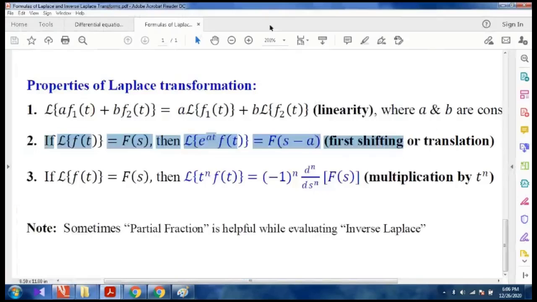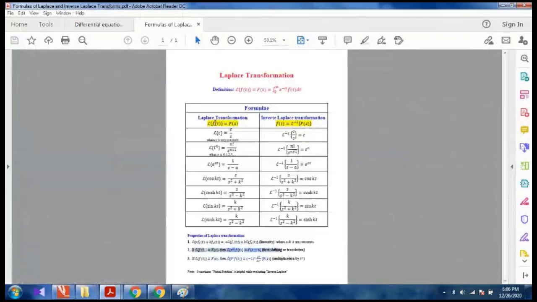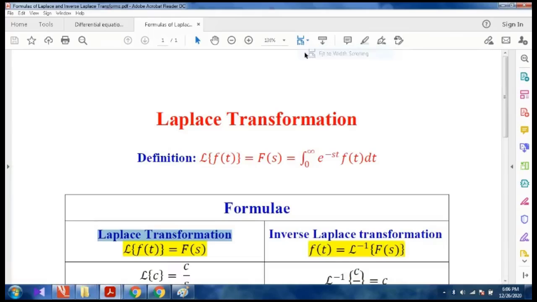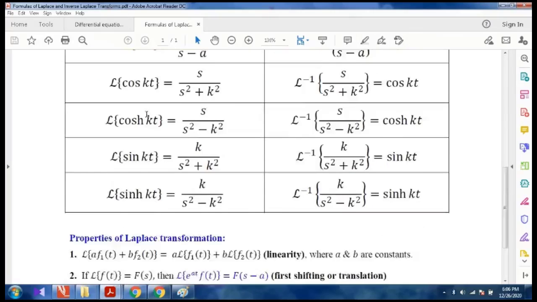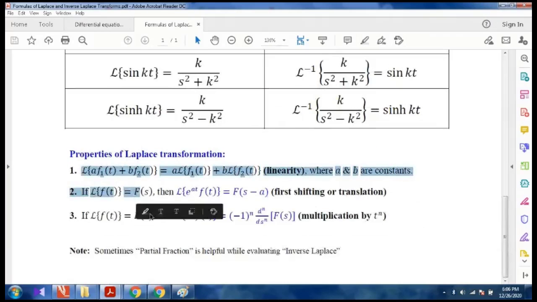So once you have a strong control over Laplace transformation part, then it will be easy for you to solve the inverse Laplace transformations. Because if you are able to solve the Laplace transformation problems, it will be far easier to solve the inverse Laplace transformation because it will be the reverse process. So first thing first is to know how we can use the formulas and properties of Laplace transformations. Formulas are here and the three properties are here.